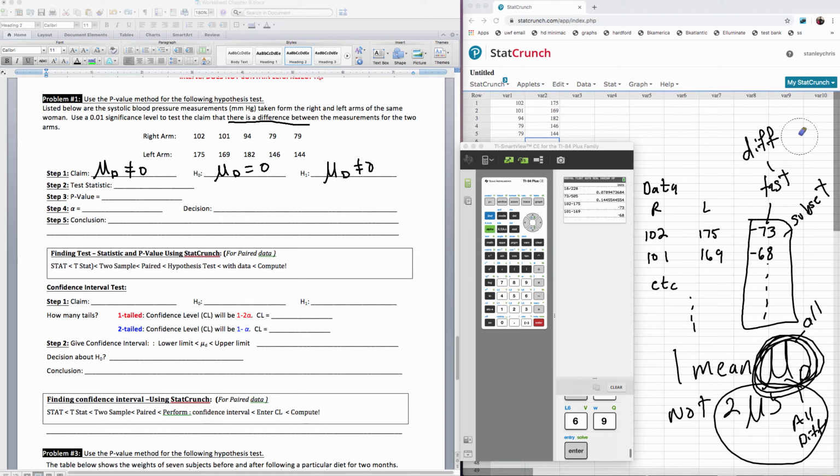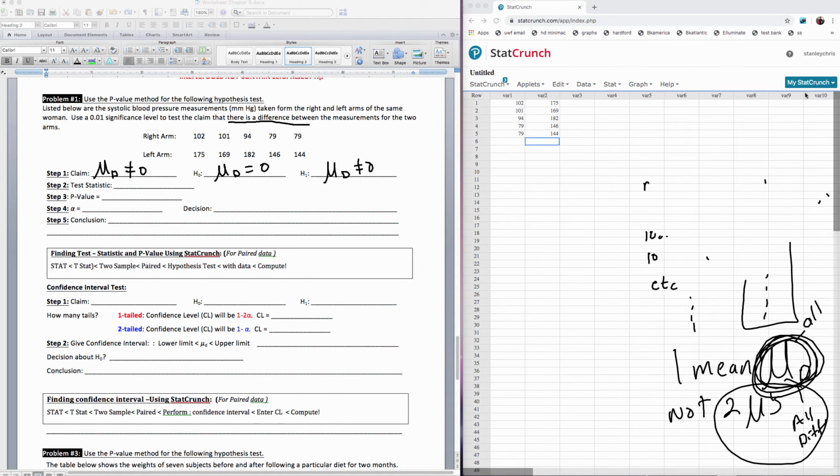Okay, now to run the test, you have to put the data into your calculator or into StatCrunch, which I've done. Let me finish erasing this. Let's do it this way.